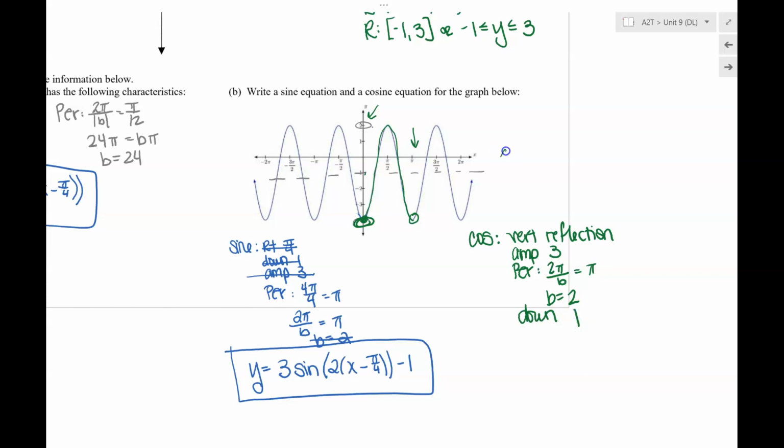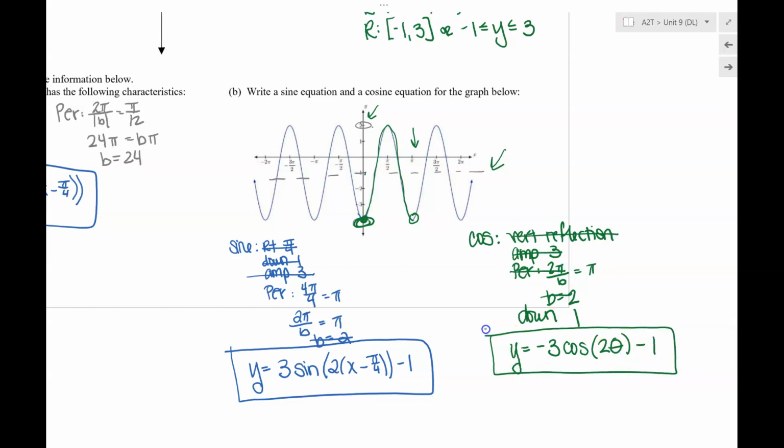How do I know that? Because of the midline. So we're going to say that y is equal to, there's a vertical reflection, and our amplitude is 3, cosine of 2 theta minus 1.